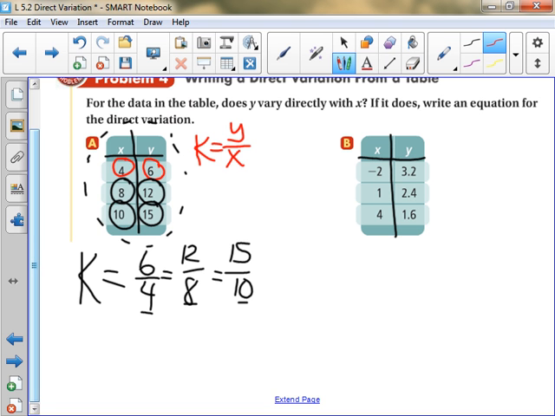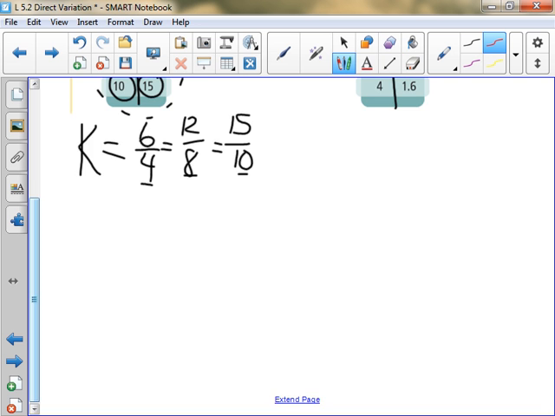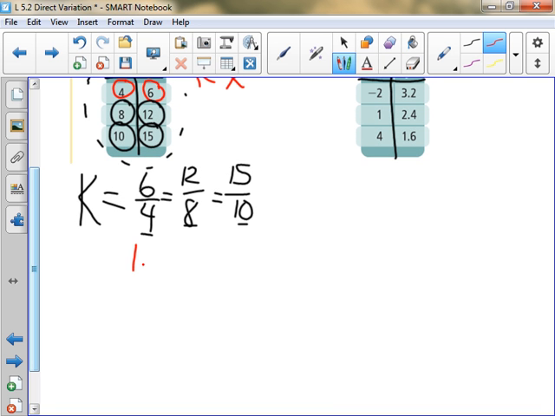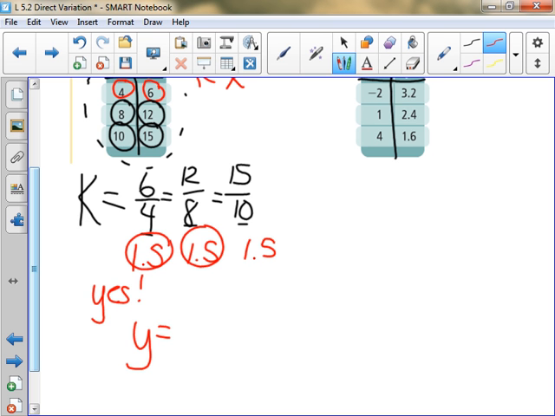If each of these fractions is equivalent, then your k is constant and it is a direct variation. So if you use a calculator, or if you reduce these fractions, either way, what you should find is 6 over 4 equals 1.5, and 12 over 8 equals 1.5, and 15 over 10 equals 1.5. Each of these numbers is the same, k is constant, so this is a direct variation. What's the equation? y equals kx. k is 1.5, and that's your answer. y equals 1.5x.